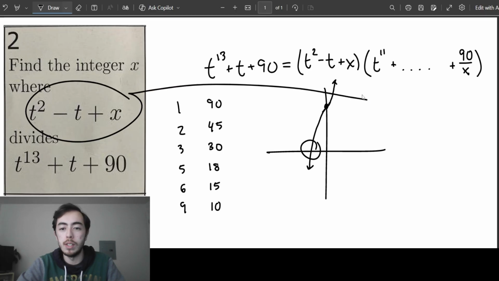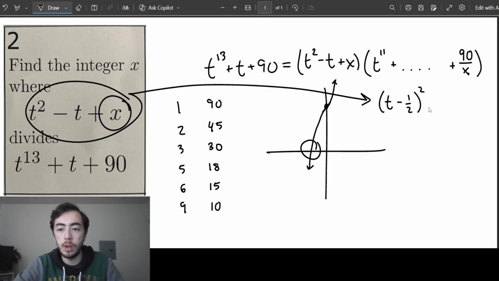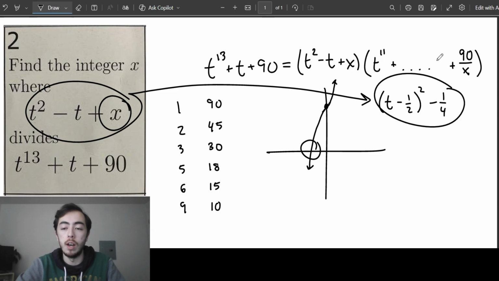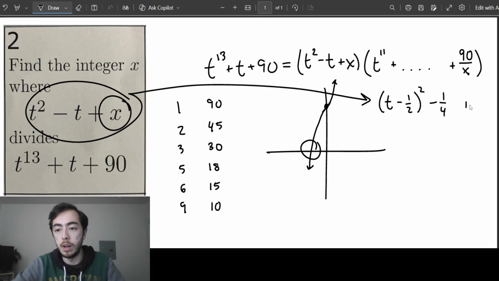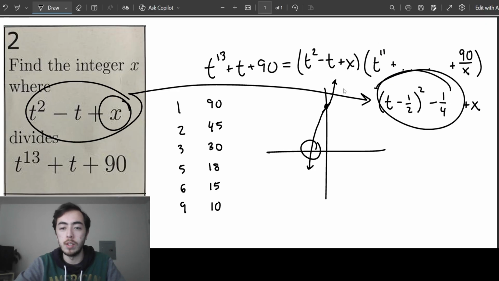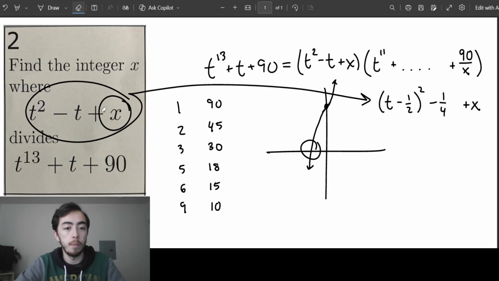Let's see what this is maybe in vertex form real quick, because that's going to help me learn a bit more about what this value x needs to be. Converting this to vertex form, I would get t minus 1/2 squared. Distributing this all out gives a plus 1/4 built in there. So maybe I could do minus 1/4, and this would be the representation here if x were 0. So I could just maybe pop on a plus x. Basically, I'm claiming that this expression and this first part are the same.